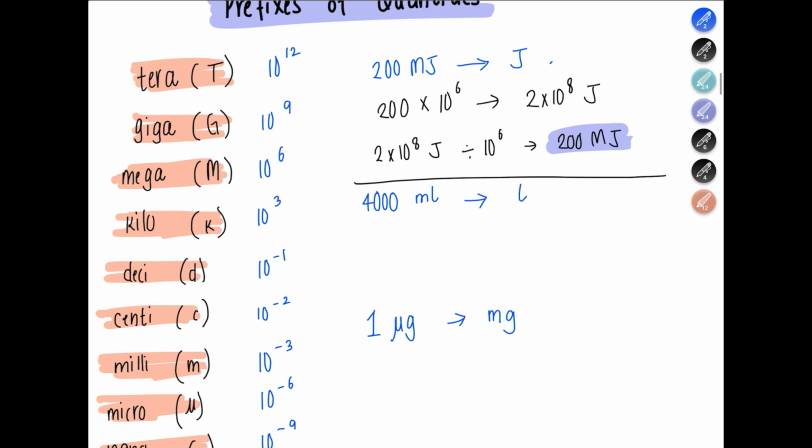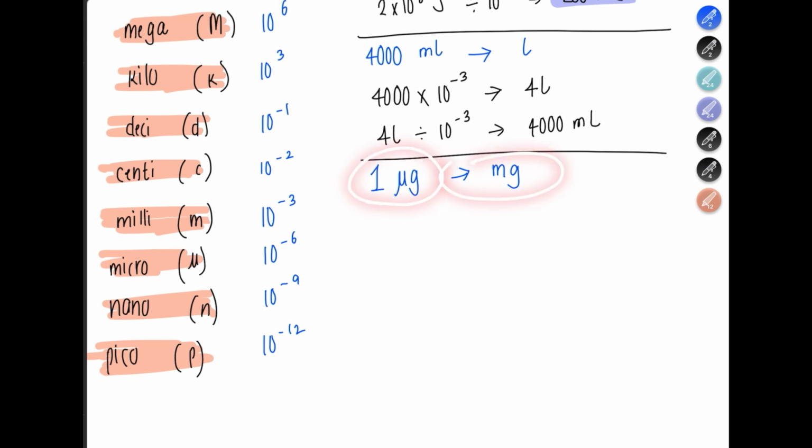Now what about 4000 milliliters to liters? So it's going to be 4000 multiplied by what is for milli? You have 10 power negative 3, so multiply this by 10 power negative 3, and this is going to be 4 liters. So what if you already have 4 liters and you need to convert this into milliliters? Divide by 10 power negative 3, and you're going to get 4000 milliliters back again.